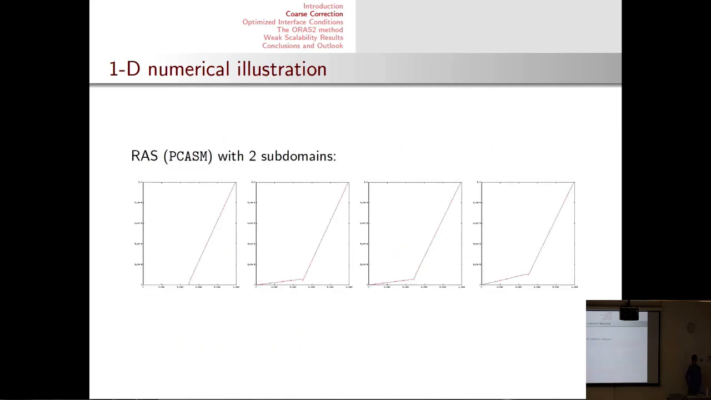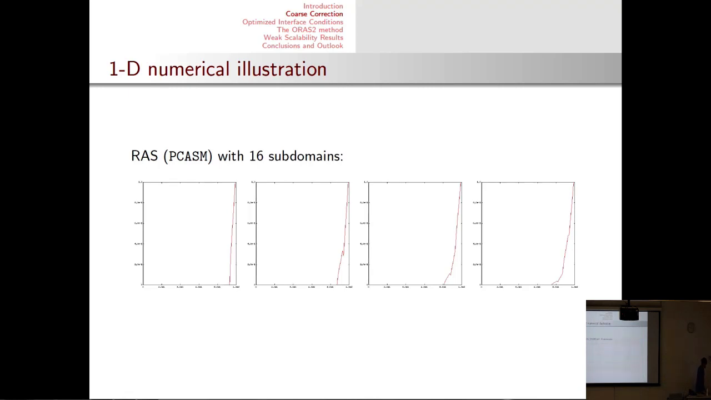So here, what you get with 2 subdomains, so the solution here is just a slope, so we go slowly to that solution, to iteration 1, 2, 3, and 4. So with 16 subdomains, as I explained before, it's going to be slower because information must transit from one side to the other side. So after 4 iterations, you are just at this point, so you are further away than with 2 subdomains.